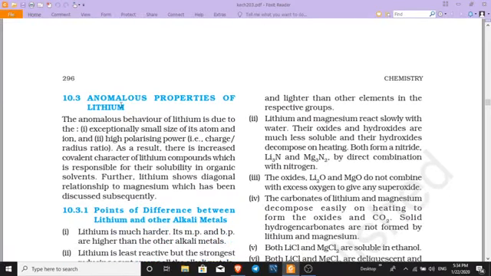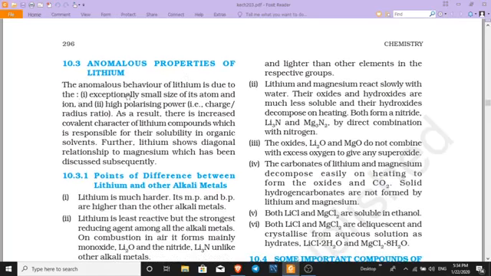Now there are some anomalous properties of lithium. Anomalous means different properties. The anomalous behavior of lithium is due to the exceptionally small size of its atom and ion. What does it mean? Anomalous property means there is a trend in the s-block elements, the alkali metals, but lithium shows some differences. Now why does this difference come?